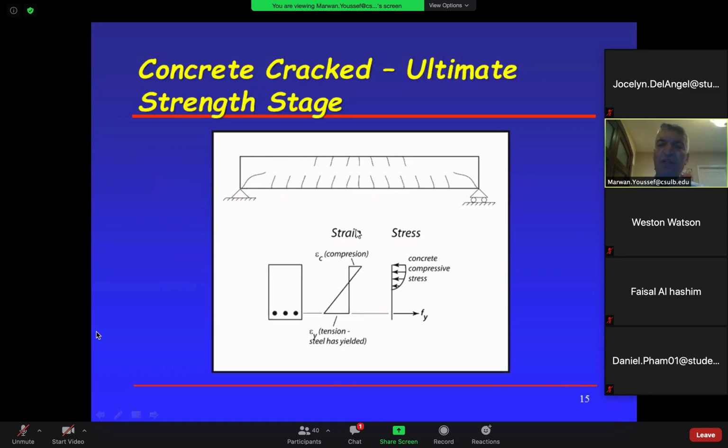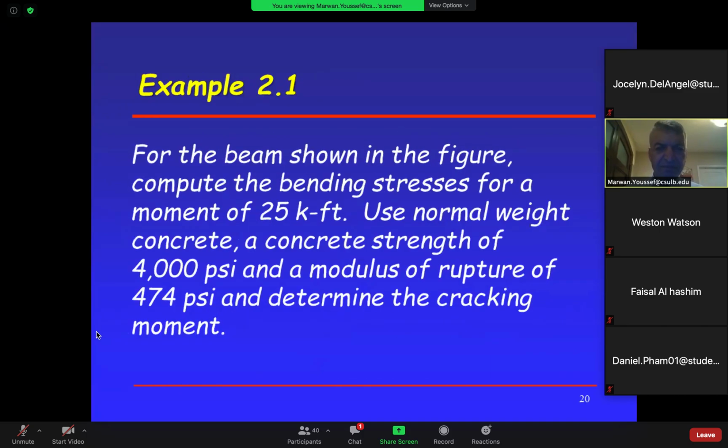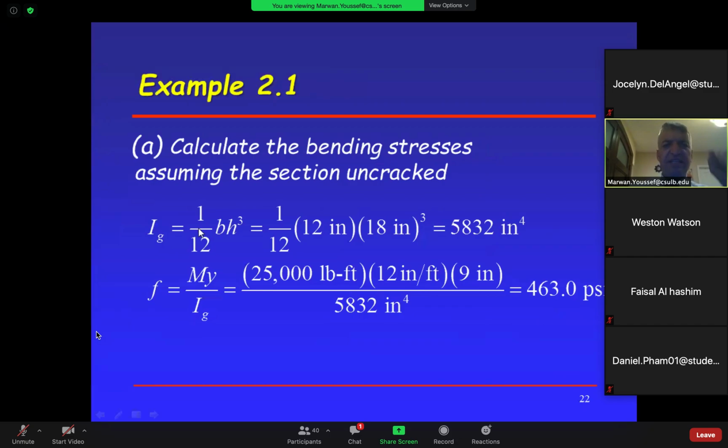And there's a way to take that into consideration. Later on, we'll cover that. But for now, we're going to assume it's uncracked, and we can use the gross moment of inertia, which is bh cubed over 12. Calculate the bending stresses assuming the section is uncracked. Since I assumed that, Ig is this. My full section is working. Ig, the gross, is bh cubed over 12.